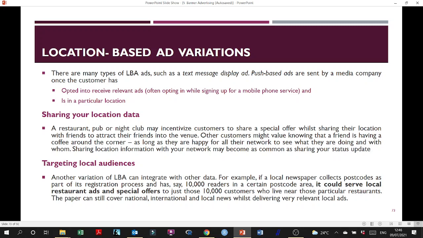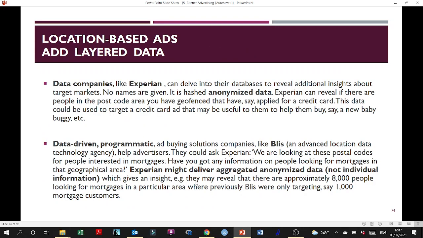And now, targeting local audiences. Another variation of location-based advertising can be integrated with other data. For example, you have a local newsletter that we talked about, and they collect postcodes as part of their registration process online. So if you have 10,000 readers, you understand in a certain postcode area, they could serve local restaurants' ads and special offers only localized to these 10,000 customers who live nearby these restaurants and they have access to them. So the paper can still cover national and international and local news whilst delivering very relevant local ads.